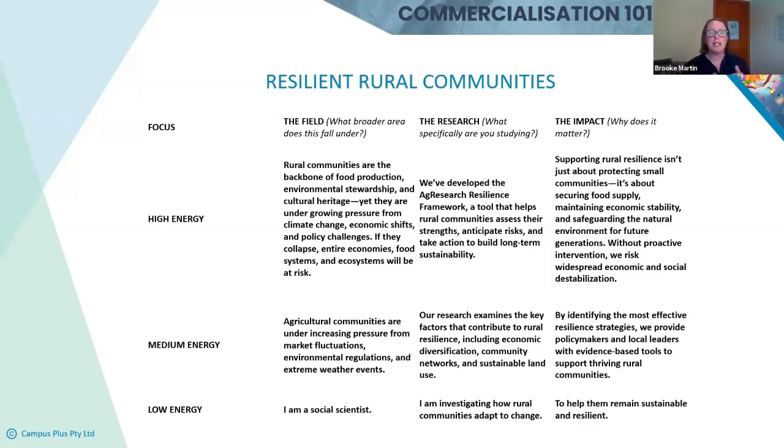Then you click into medium energy. You talk about the pressures that communities are under, what you're examining in your research in terms of economic diversification and sustainable land use, and then why that's important, right? Because by identifying the most effective strategies, we can provide policymakers and leaders with tools to support thriving rural communities. That's your invitation to click it up another level, to go into your high energy. And that is where you talk about rural communities being the backbone of food production, but they're under so much pressure. And if they collapse, everything else goes sideways.